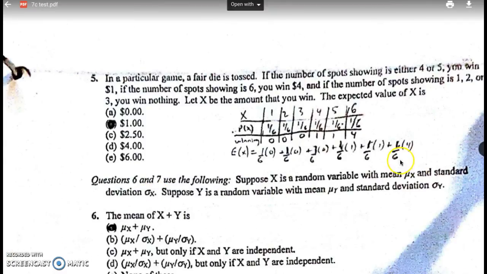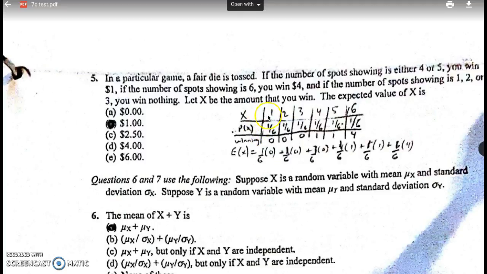Okay, moving on to number 5. It says, in a particular game, a fair die is tossed. If the number of spots showing is either 4 or 5, you win $1. If the number of spots showing is 6, you win $4. And if the number of spots showing is 1, 2, or 3, you win nothing. Let x be the amount that you win. The expected value of x is what?